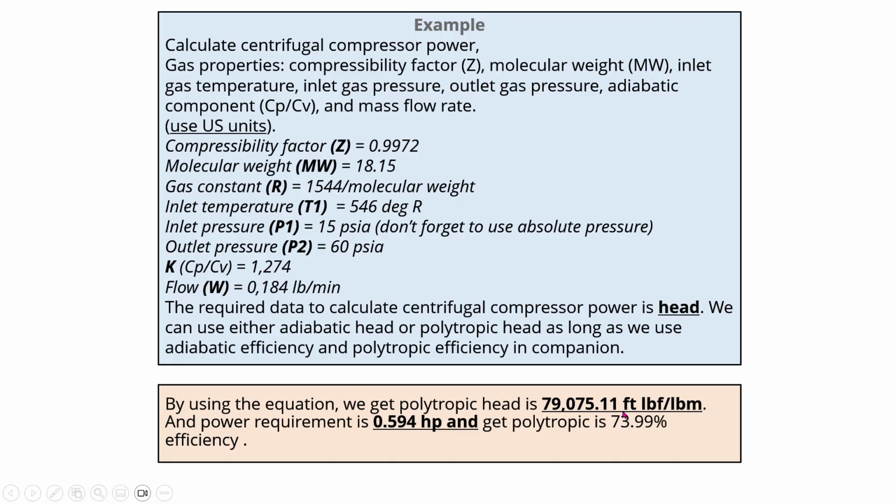So if you know all these things, by using the previous equations we get the polytropic head in foot-pound force per pound, and the power requirement in HP, and the polytropic efficiency is 73.99. So if you put all these figures in the above formulas, you will get the polytropic head, the power requirement, and the polytropic efficiency.